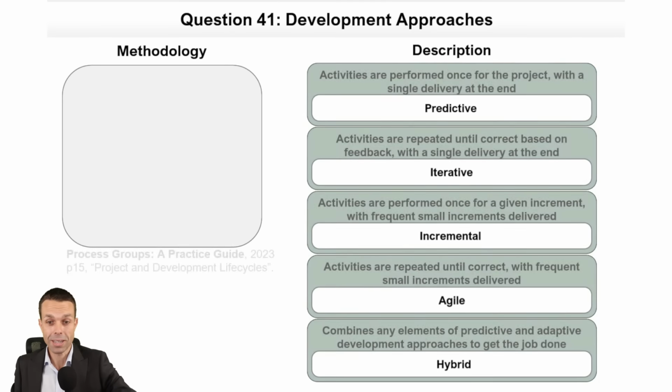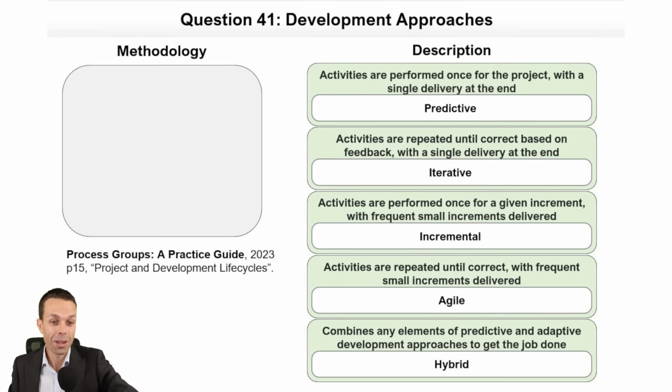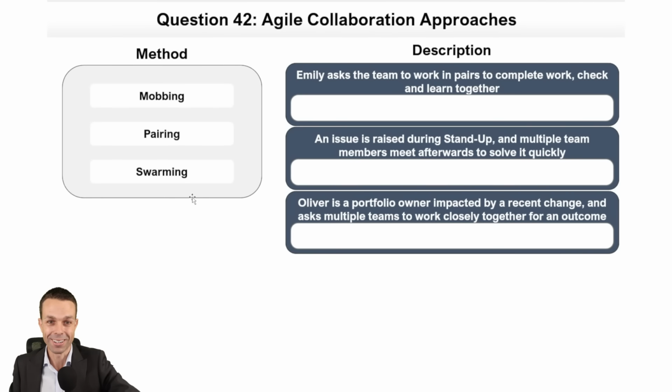Let's have a look at how we did, and that all came through. Page 15 in the Process Group's Practice Guide, Project and Development Life Cycles. Fantastic. How did you go with that one? All right, agile collaboration approaches. And we've got mobbing, pairing, and swarming. Emily asks the team to work in pairs to complete work, check, and learn together. They are pair programming, or it could be side-by-side programming, or just pairing if it's knowledge work or something else other than programming.